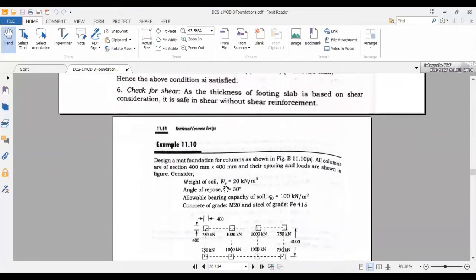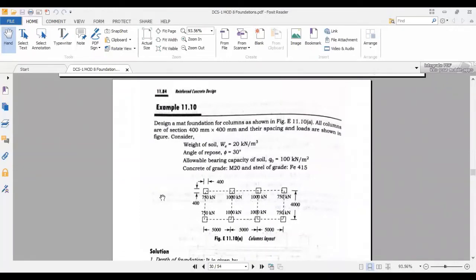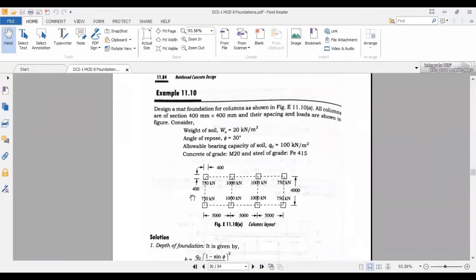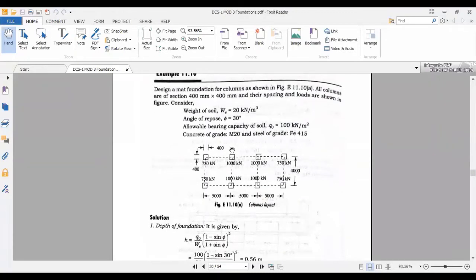So we'll do one more numerical, which is on mat foundation. So the question is like this: design a mat foundation for columns as shown in this figure. All columns are of section 400 mm by 400 mm, and their spacing and loads are given in the figure itself. Weight of soil is given as W, its value is 20 kN per meter cube. Angle of repose phi is 30 degree. Allowable bearing capacity of soil Q0 is 100 kN per meter square. Grade of concrete is M20 and grade of steel is Fe415.